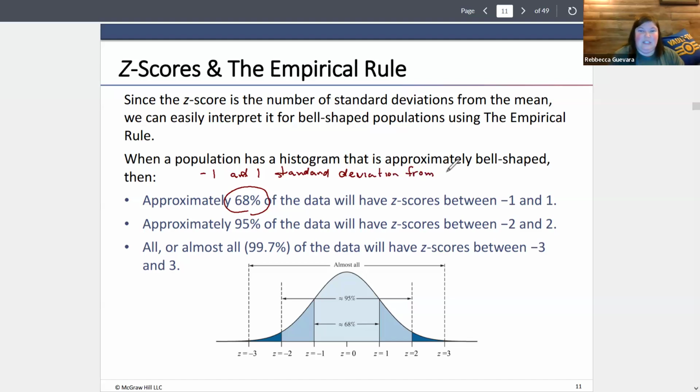If we convert that to z-scores, if I'm within 1 standard deviation of the mean, then the z-score is -1 or 1. Same thing, if I'm 2 standard deviations from the mean, where 95% of my data lies, that means my z-score is either -2 or 2. And if I'm 3 standard deviations from the mean, almost all of my data, sometimes we're told 99.7%, should lie within -3 to 3 standard deviations from the mean.